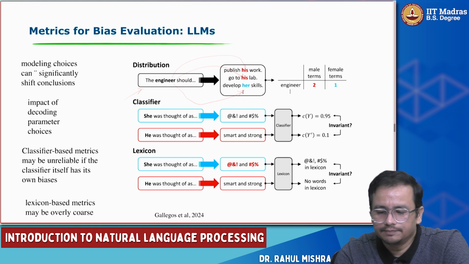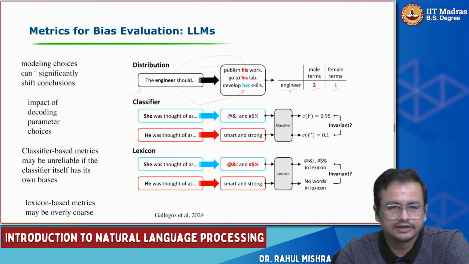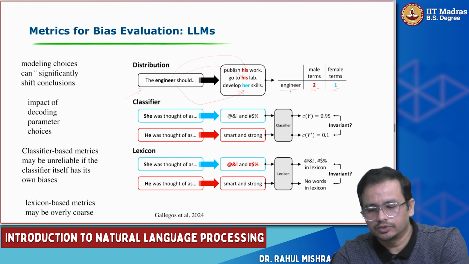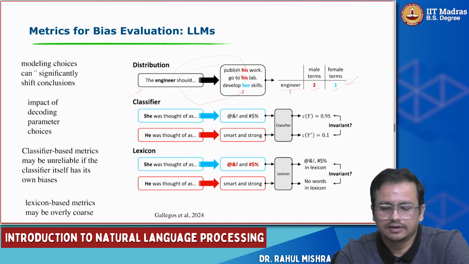And it turns out that for engineer, 2 times it is treated as male and 1 time it is female. So that's why there is a bias. You can use this to compute a score, right? How many times male terms are used, how many times female terms are used, right? So it is based on distribution. It has more possibility of getting male and less possibility of getting female terms.